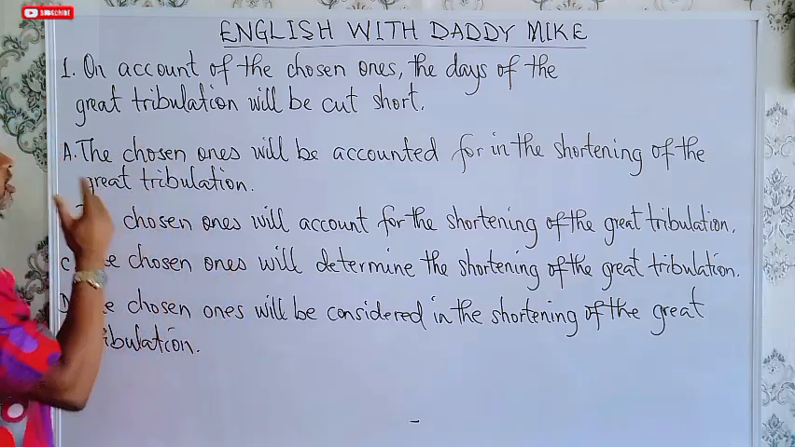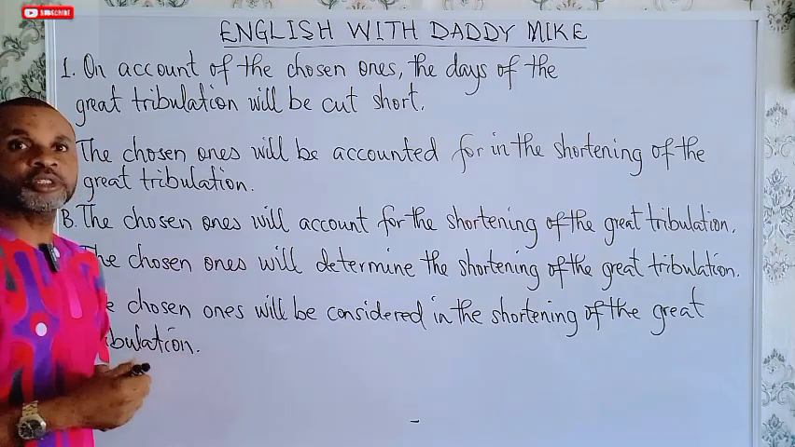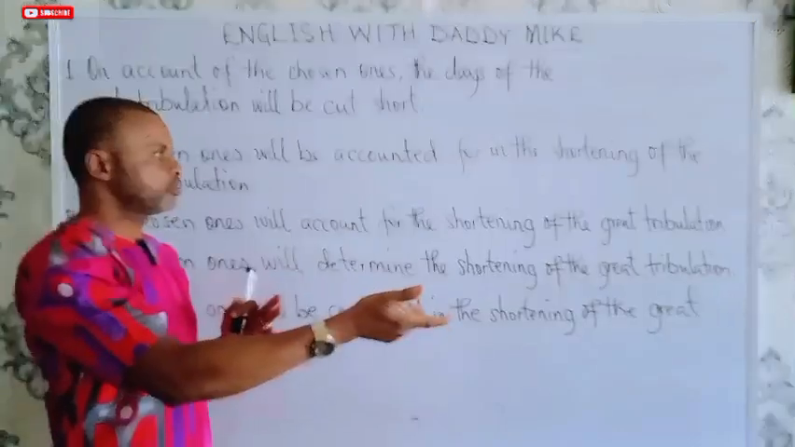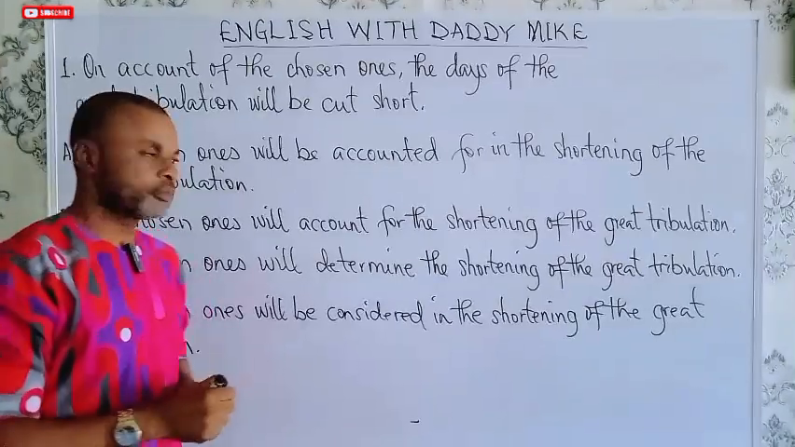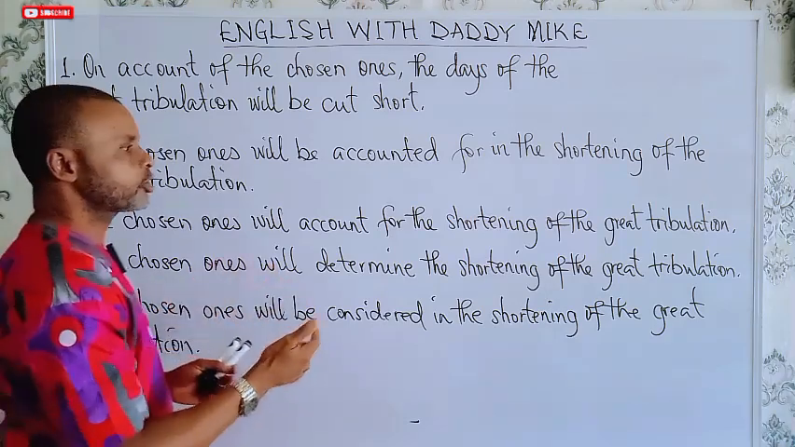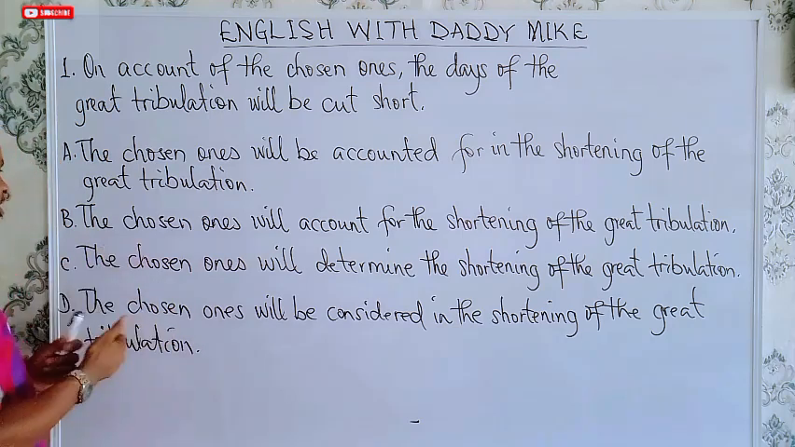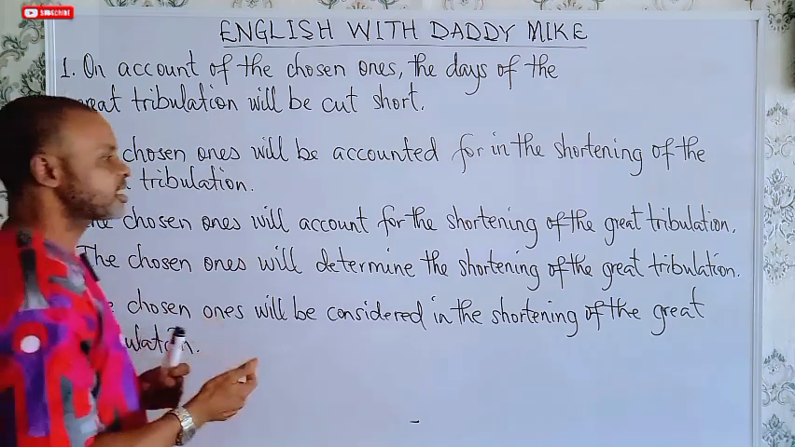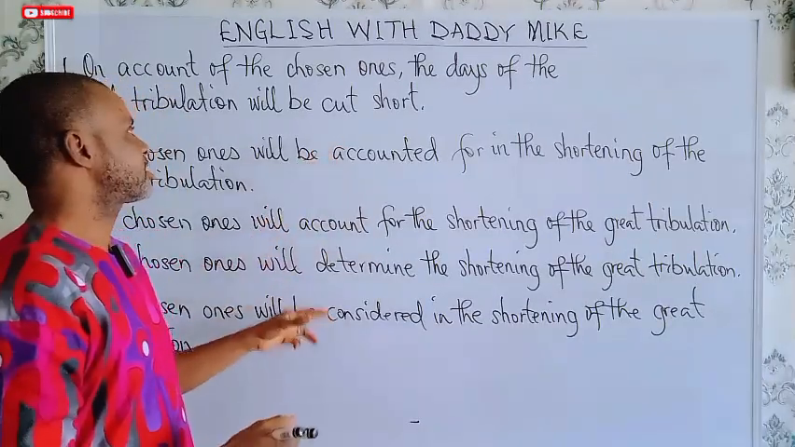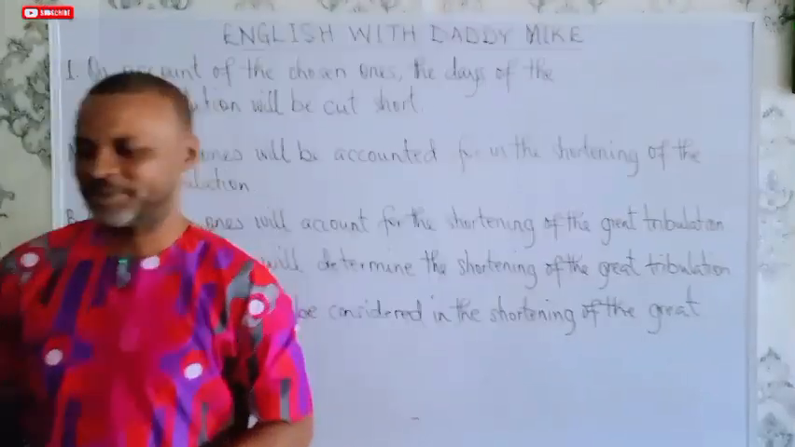A, does it mean that the chosen ones will be accounted for in the shortening of the Great Tribulation? Or does it mean that the chosen ones will account for the shortening of the Great Tribulation? Or does it mean that the chosen ones will determine the shortening of the Great Tribulation? Or finally, does it mean that the chosen ones will be considered in the shortening of the Great Tribulation? Which of these sentences best interprets the given sentence? I wish you success.